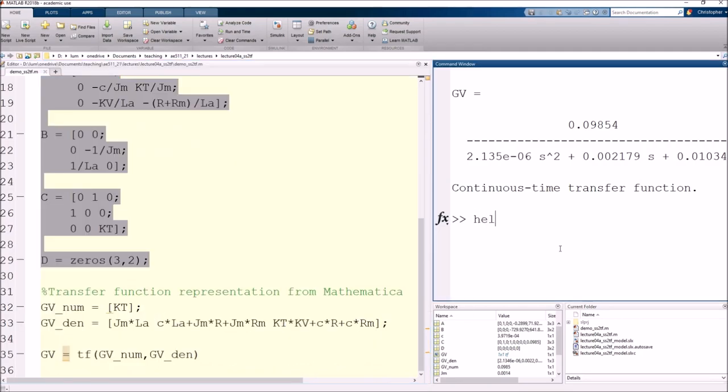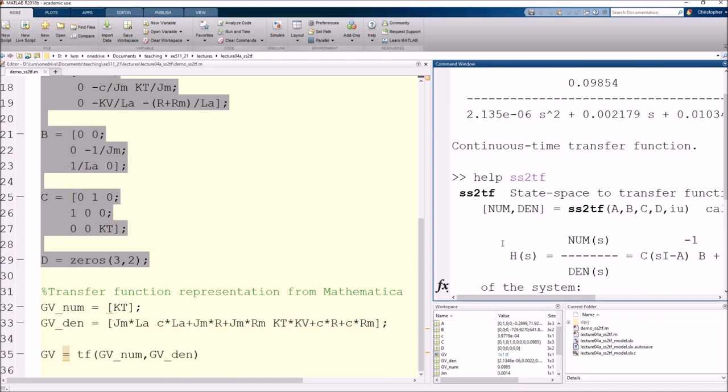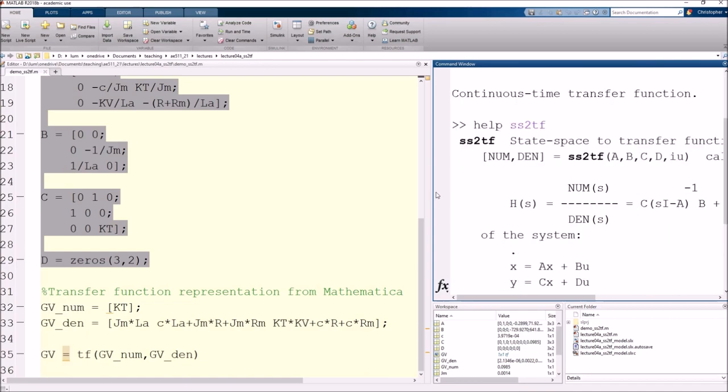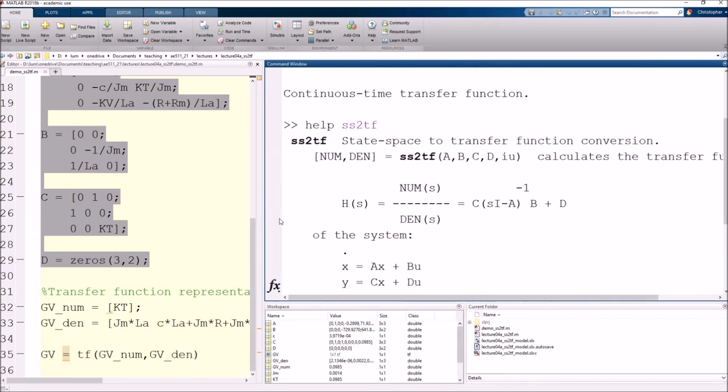So that function is called SS2TF for state-space-to-transfer function. So if you look up the help on this, it says exactly what we want to do. It is going to take the state space and convert it into a transfer function. So now you see you pass it A, B, C, D, and then you got to give it this fifth argument, which it's actually optional. It's IU. So this is, you have to tell it which input do you want.